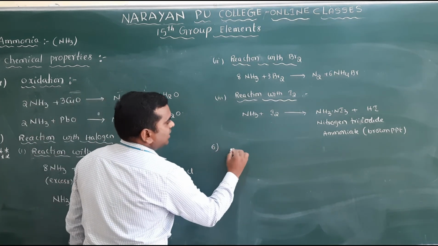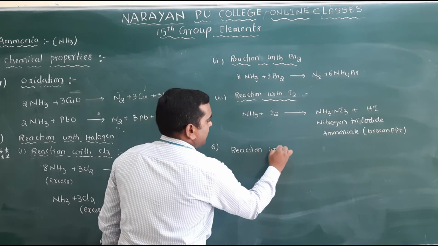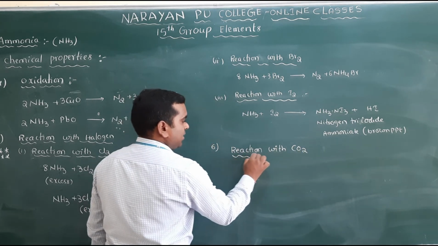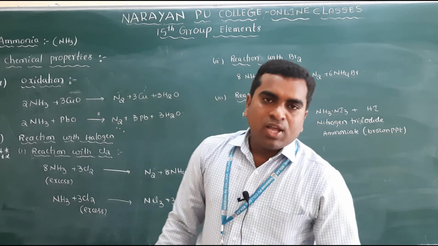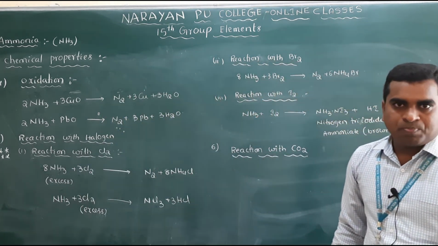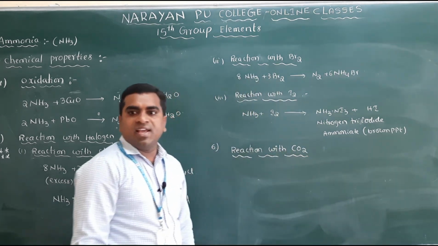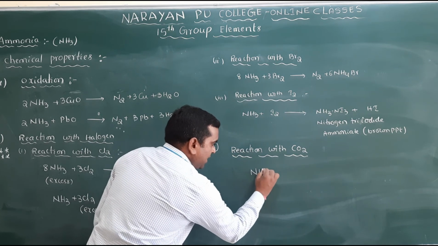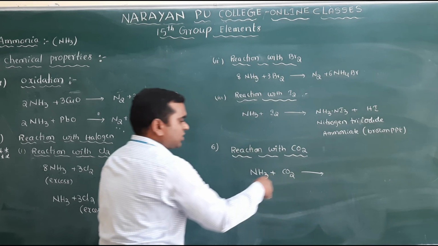And the next one, fourth, fifth and sixth one. Sixth one is reaction with carbon dioxide. Clear? So whenever ammonia reacts with carbon dioxide, you will get the product urea. Ammonia reacted with carbon dioxide and gives urea. Clear? So take ammonia and treat this one with the carbon dioxide.